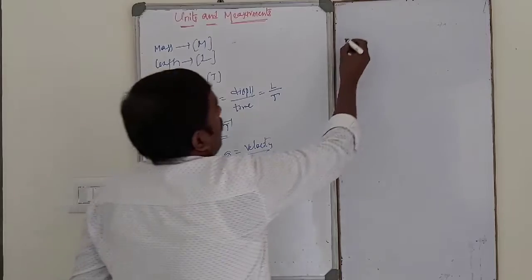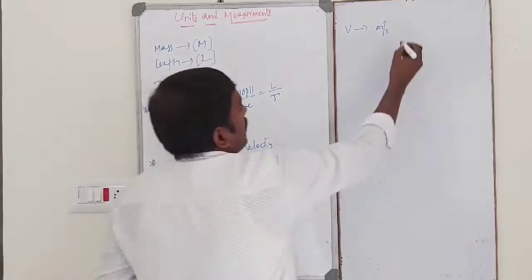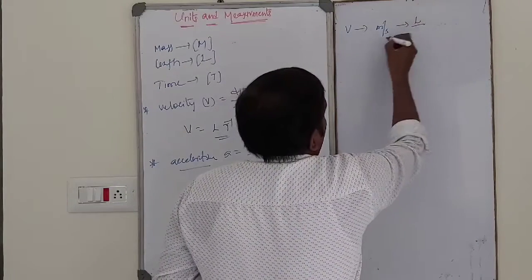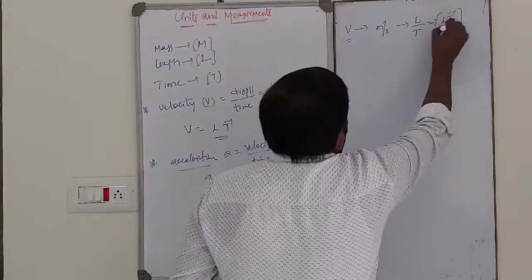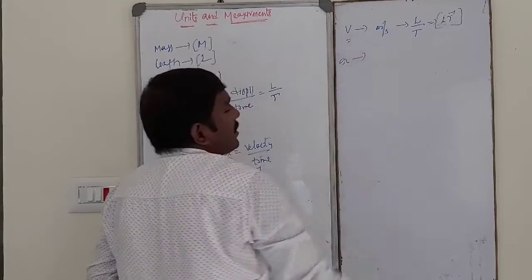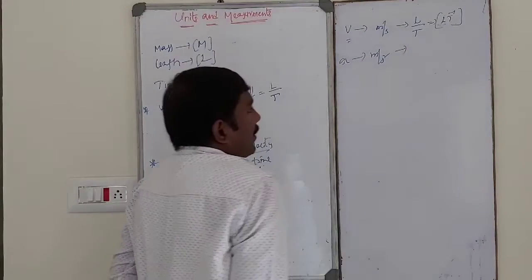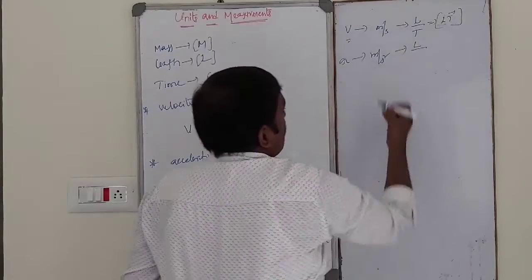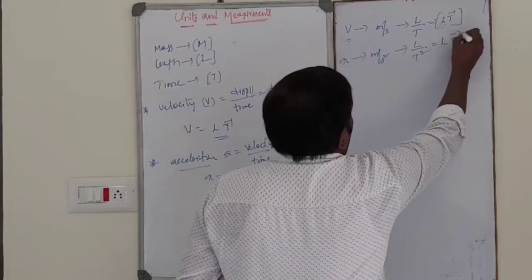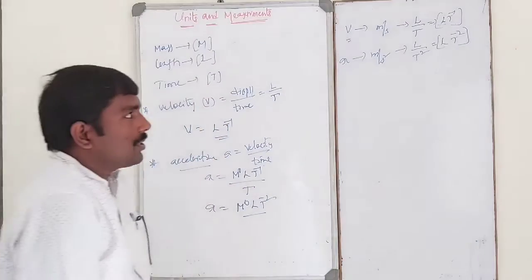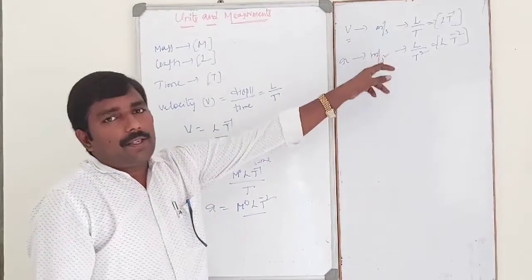Another way to find the dimensional formula is by using the SI unit. What is the SI unit of velocity? Meter per second. Meter means length L, seconds means time, so the dimensional formula for velocity is L T power minus 1. Similarly, the SI unit of acceleration is meter per second square. Meter means L, second square is T square, so the dimensional formula for acceleration is L T power minus 2.